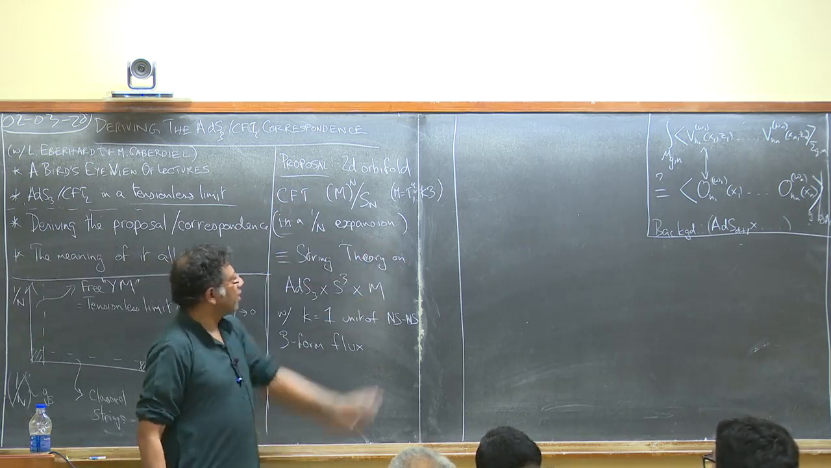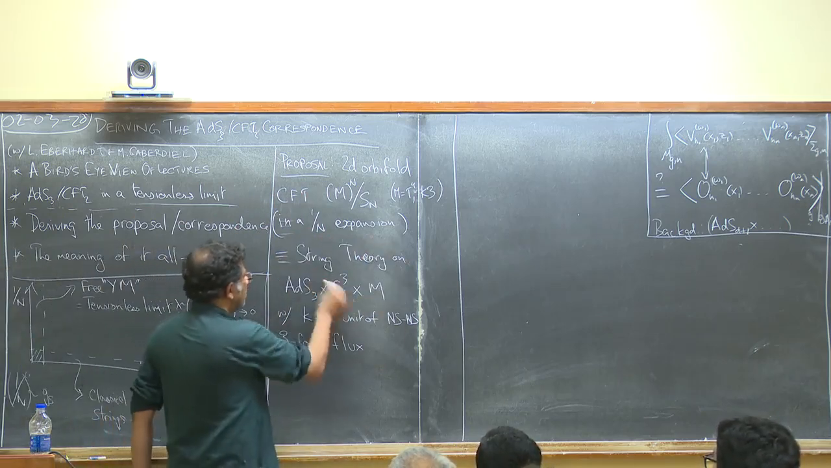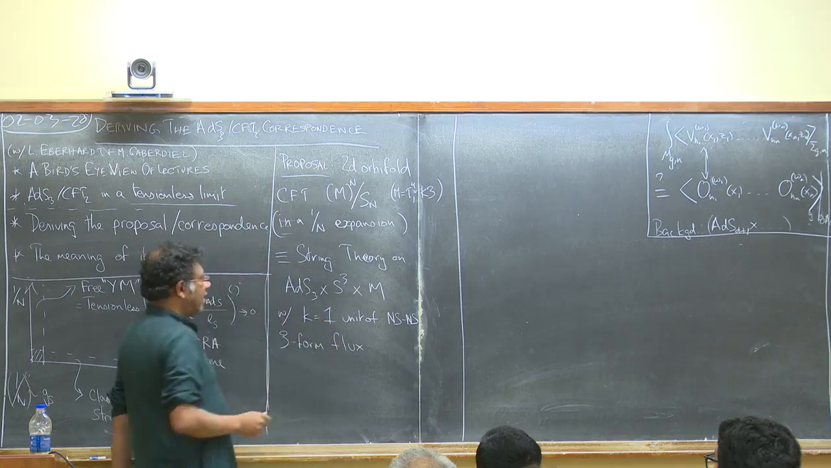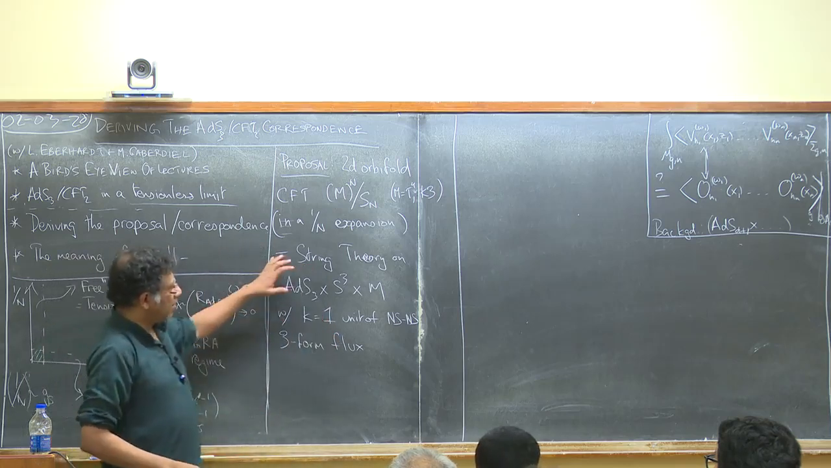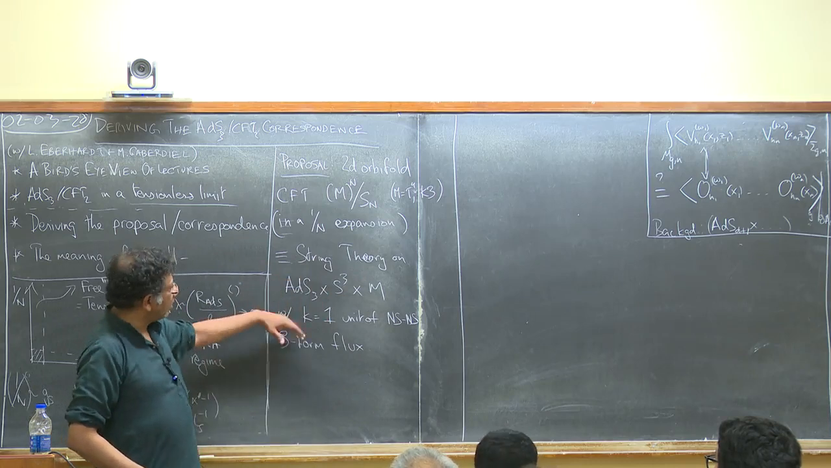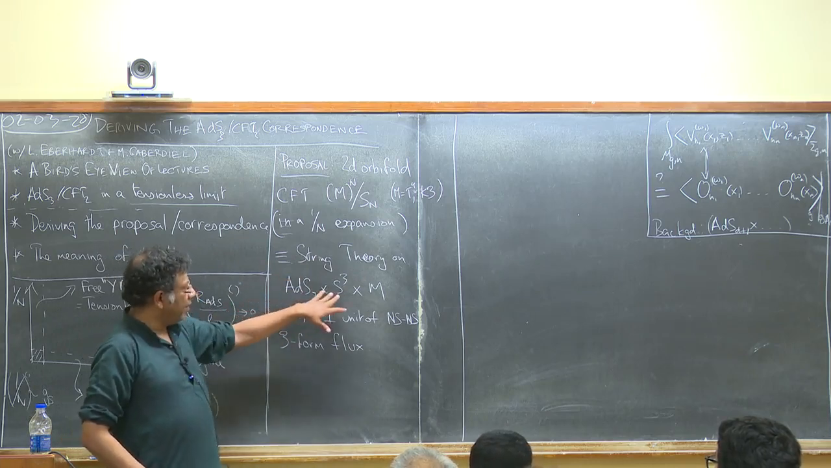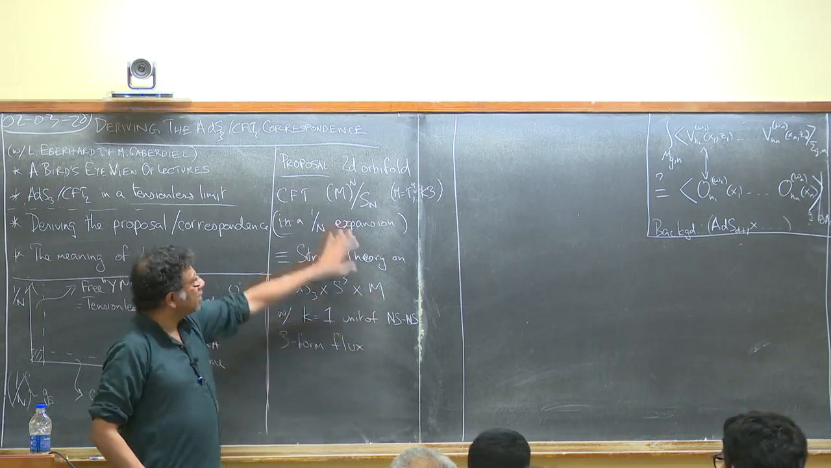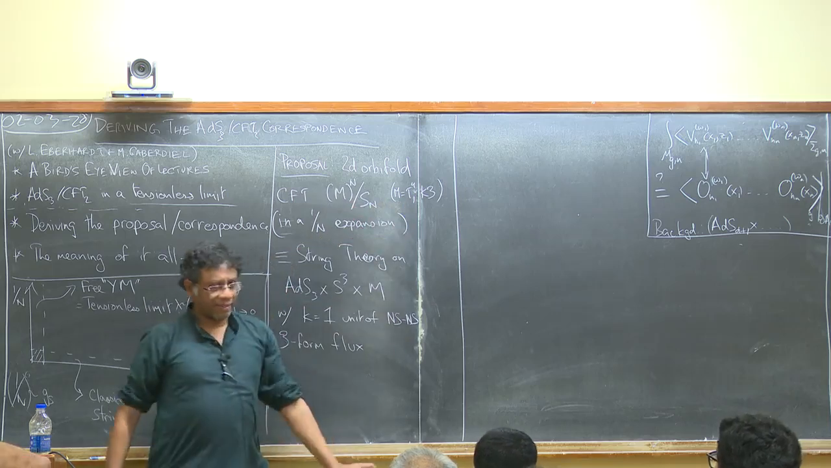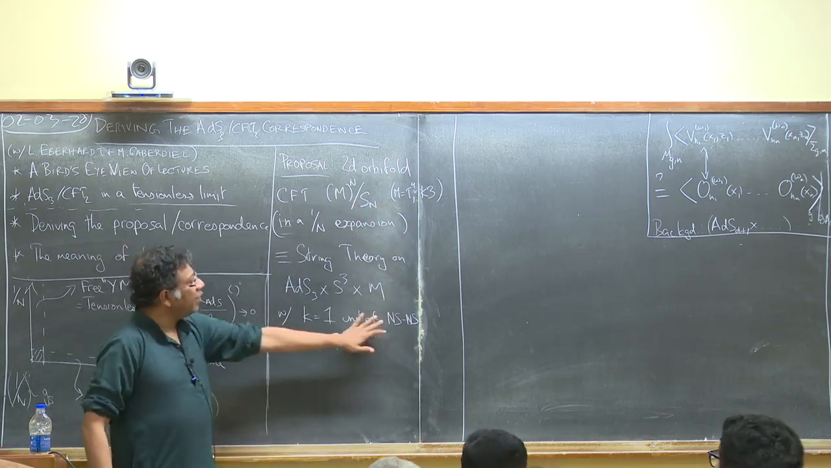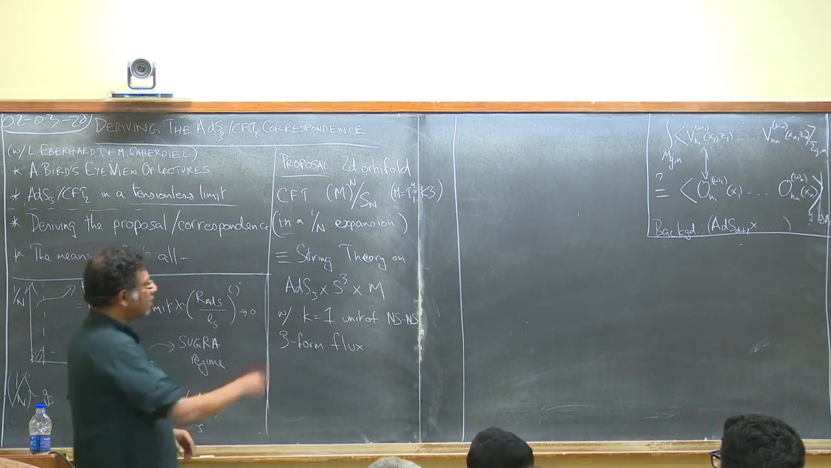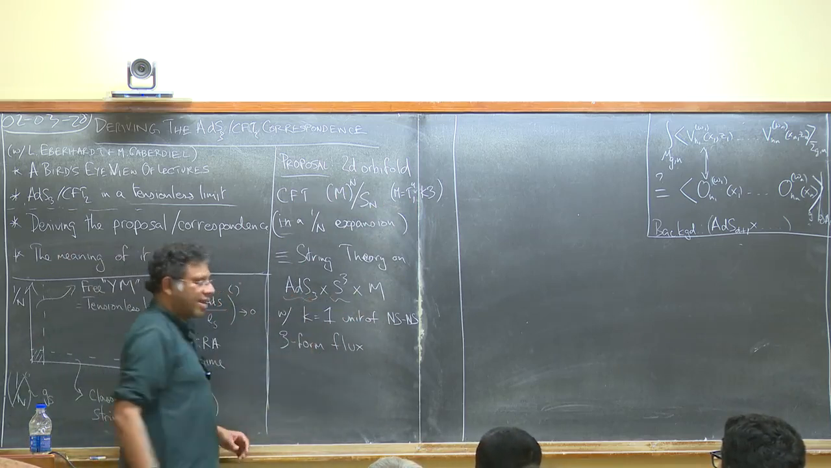You can look at it in a 1 over n expansion. The proposal is that the dual theory is also a conventional string theory, but on AdS3 times the 3-sphere times the same M, T4 or K3, but with 1 unit of 3-form flux through the AdS3 and S3.